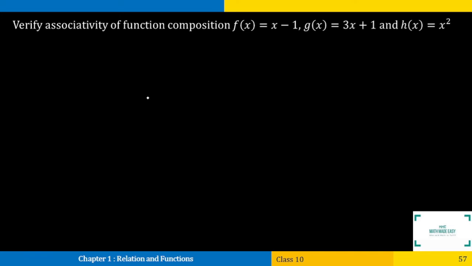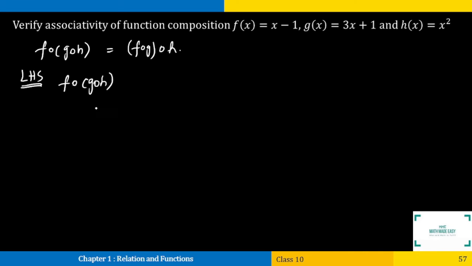I'm not taking much longer, I guess. Let's see. So associativity of the composition of functions goes like this: f compo g compo h will be equal to f compo g compo h. Let's go with the left hand side. So what do you mean by f compo g compo h? It means the output of g compo h goes as the input for f, right?